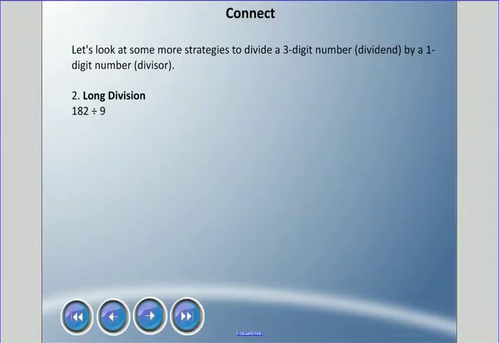Okay, so let's talk about something called long division, and I'm sure you've heard of long division. This is what we could probably call the traditional method. I learned this in school. Your parents probably learned this in school. But there are pros and cons to all the different ways I'm going to show you. So first of all, long division. So you're given the problem, let's say 182 divided by 9. Well, you can't set up your question like that.